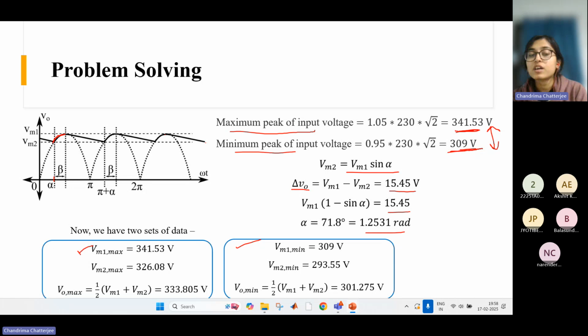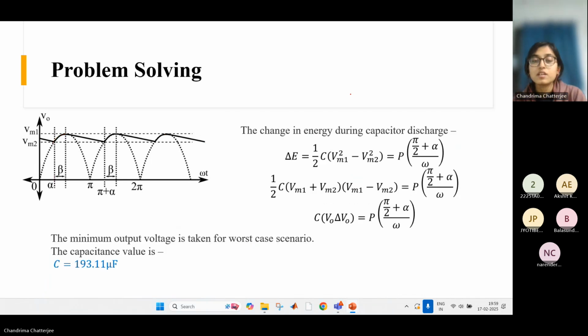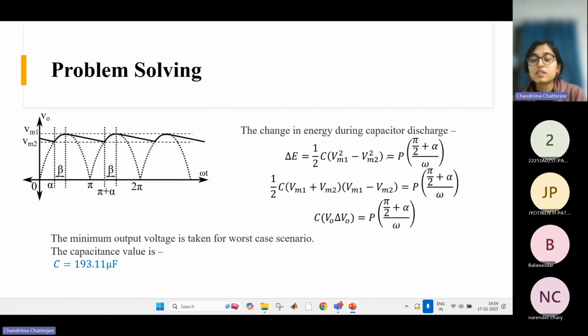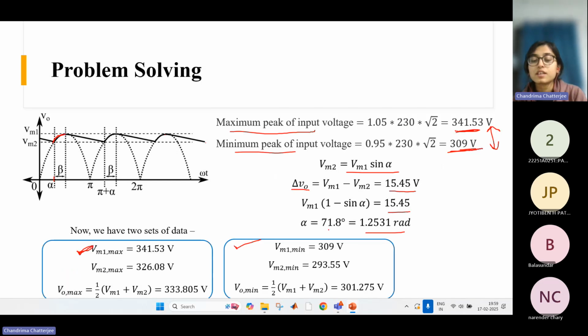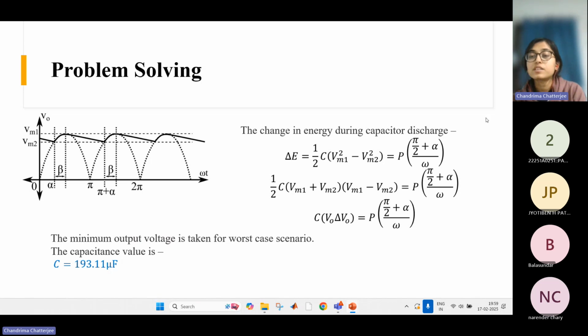We should take that one which will give us the higher value. We should take the worst case condition. Okay, so let's see. The process is same. The capacitance selection, we will follow the same process as we followed for the last question, where we calculated the capacitor value. The only thing is we need to select the data set. So again, I have written the same thing.